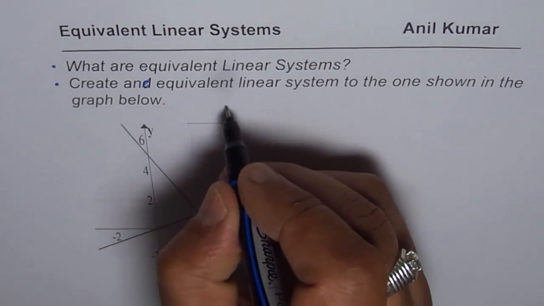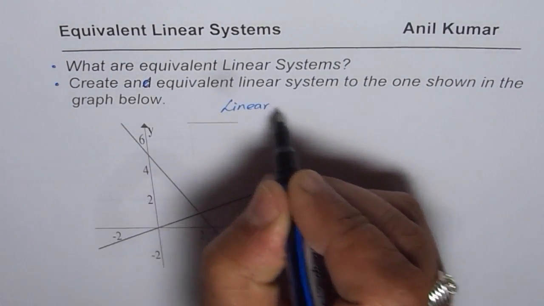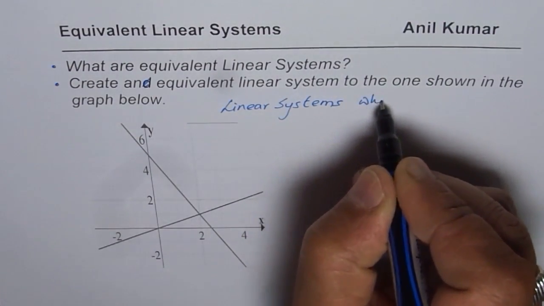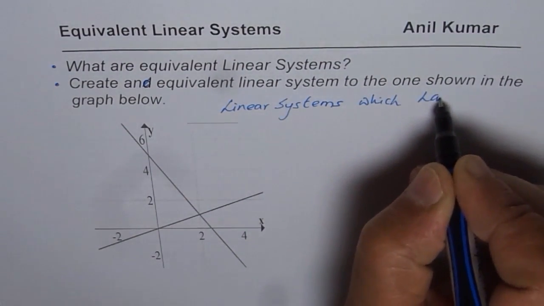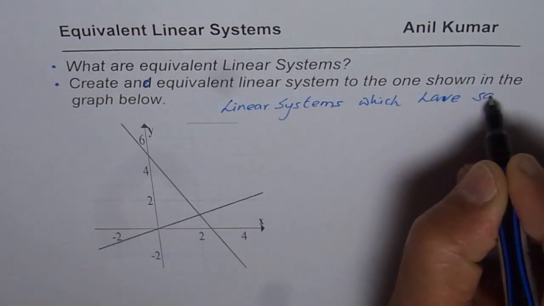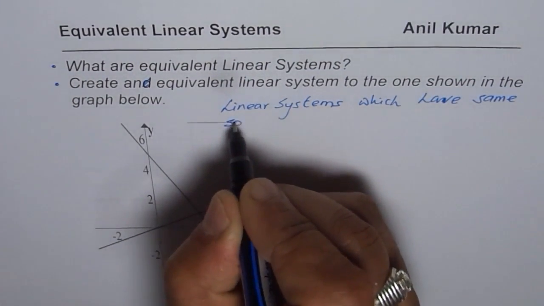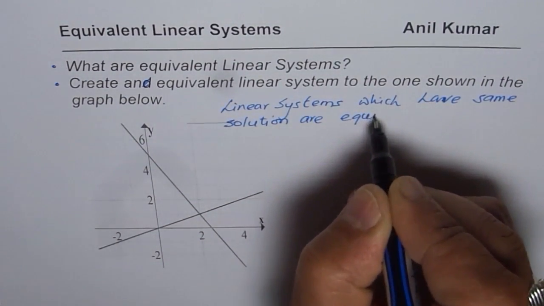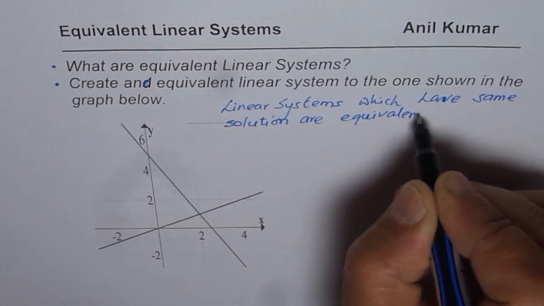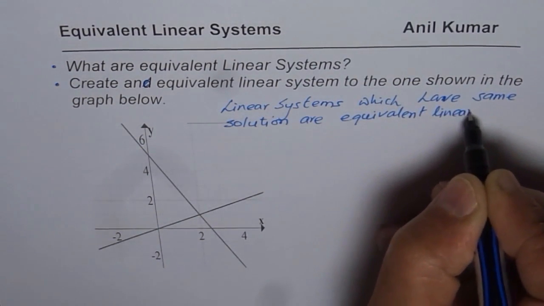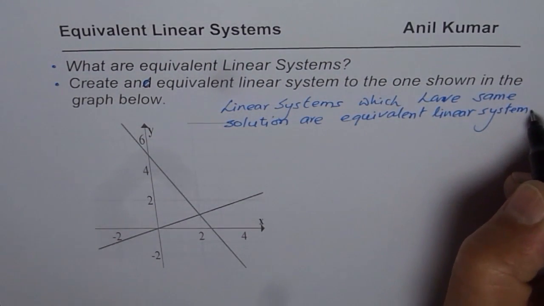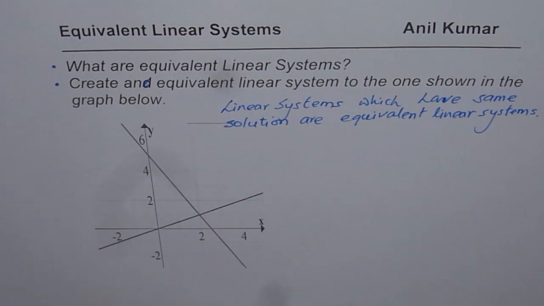So let me write it down. Linear systems which have the same solution are equivalent linear systems. Okay, so that is the very basic definition of equivalent linear systems. Now let us explore what it means.